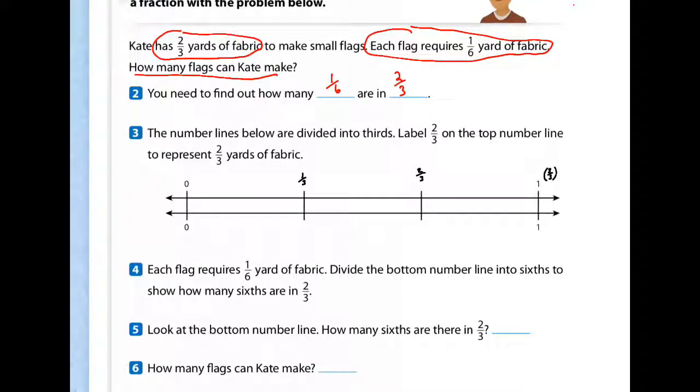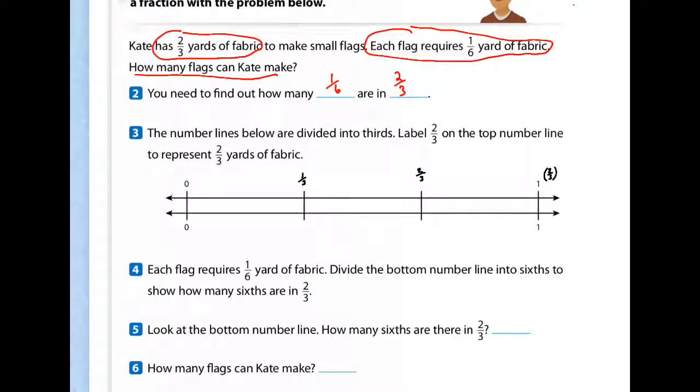Now 4 says each flag requires 1/6 yard of fabric. Divide the bottom number line into 6 to show how many 6 are in 2/3. So each flag requires 1/6 yard of fabric. Now remember, I'm going to show you something here. This is a yard, because notice it goes from 0 to 1, right? She has only 2/3 yards of fabric. So she has what's in purple there. So what I'm going to do is divide the whole yard into 6.